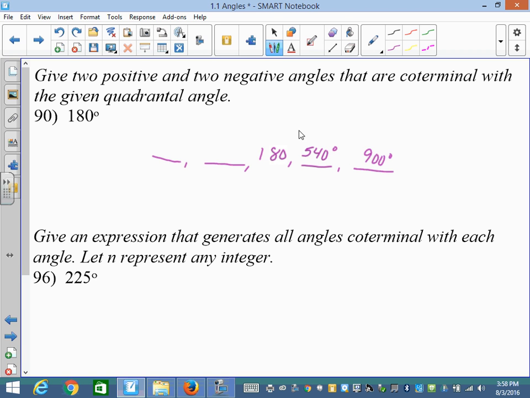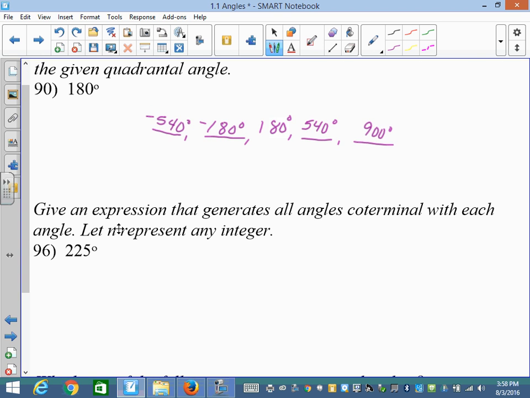Now I want to point out, did you guys catch on to this, 180 is a quadrantal angle? So if I do 180 minus 360, I'm going to be at negative 180. And if I do negative 180 minus 360 again, I'm at negative 540. So now they want you to kind of go, okay, so how can I write this? Get an expression that generates all angles coterminal.